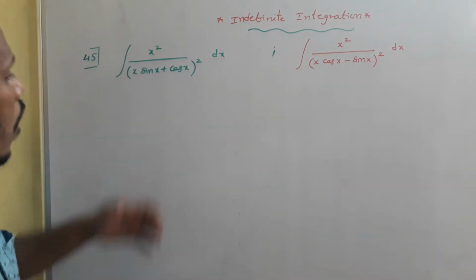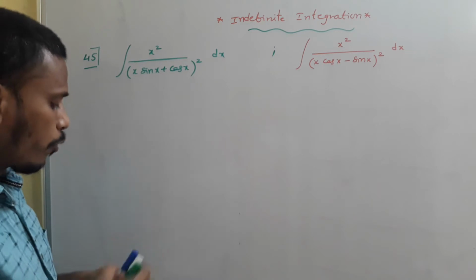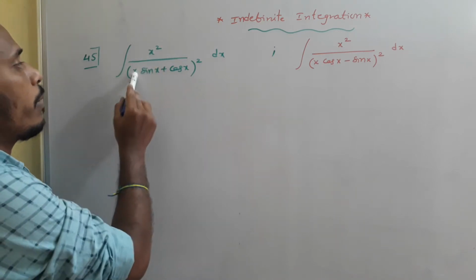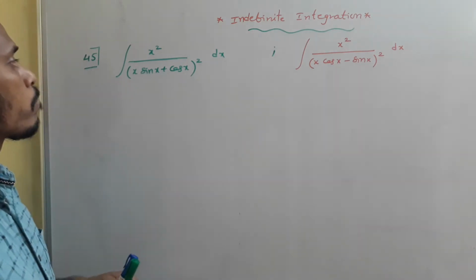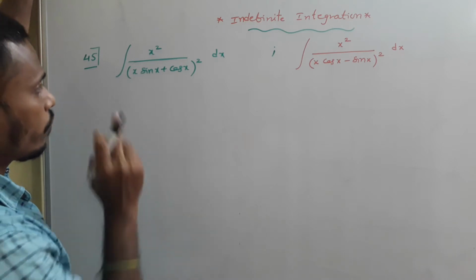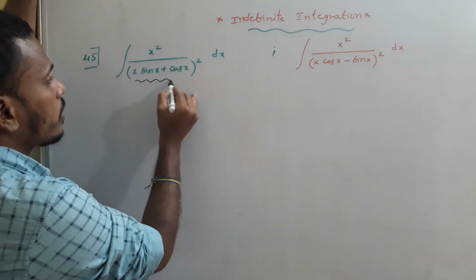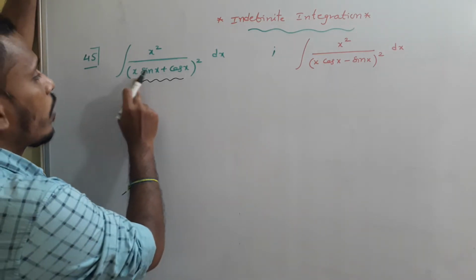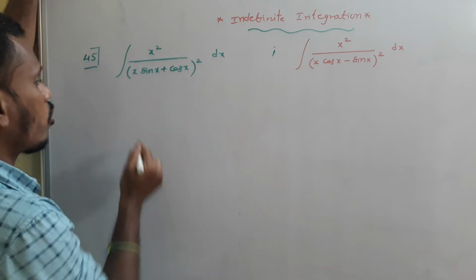Okay. So how to solve this first one? Before solving it, just observe the problem. Integral of x square by (x sin x plus cos x) whole square dx. One thing I do is observe this denominator, x sin x plus cos x, and try to calculate its derivative. Derivative of this x sin x plus cos x, okay?